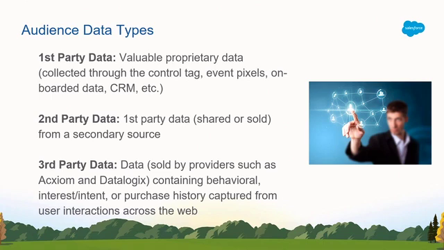This data often contains behavioral, interest or intent information, or a purchase history that has been captured from users from across the web. It's worth pointing out that one of the challenges of third-party data is that it's more difficult for marketers to validate the accuracy of the data and to understand its origins and overall value. Let's take a closer look at each data type.